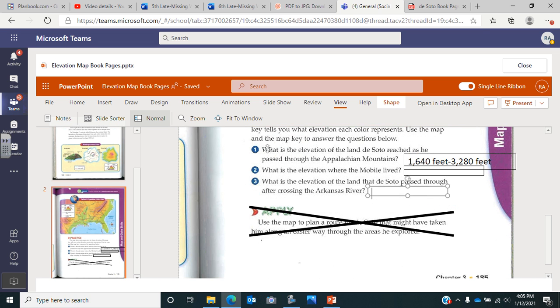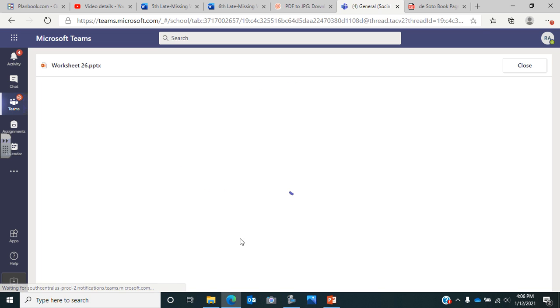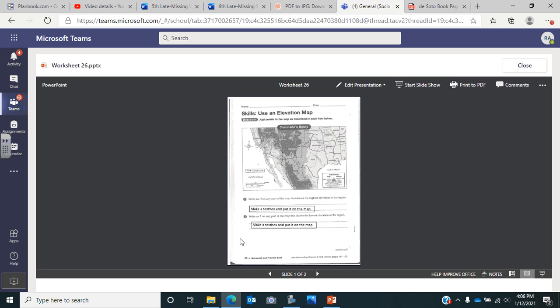Once you have all 3 of these questions answered, you're going to click close. And now we're going to go down to worksheet 26, which is an elevation map, and that is what is your homework. So hit on worksheet 26. It's going to pull this up, and you're going to click Edit Presentation, Edit in Browser.